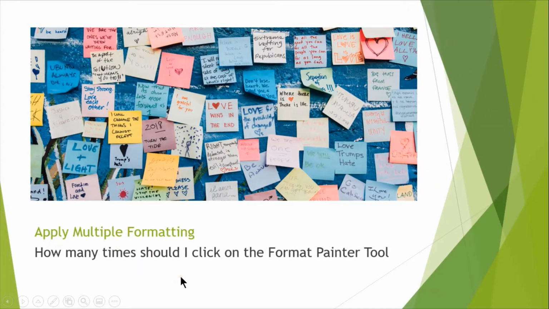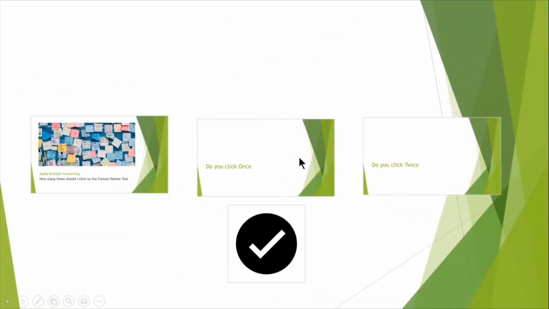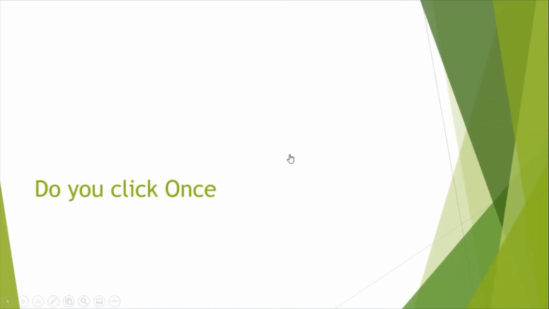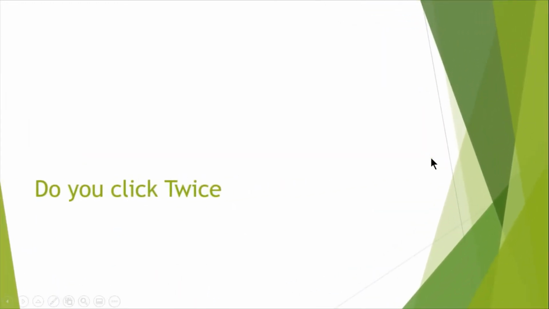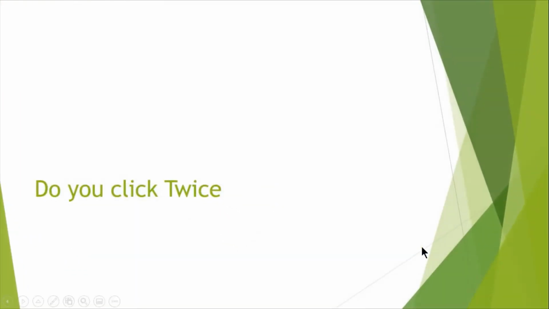Apply multiple formatting. How many times should I click on the Format Painter tool? And as a group, you know, they might say once, twice. So I'll click on this next one. Do you click once? Do you click twice? And then you could have that discussion in the group, hands up, how many think this, how many think that, and so forth. And then you could click on this one here, and then now the answer is revealed.